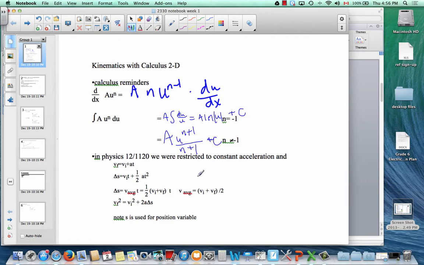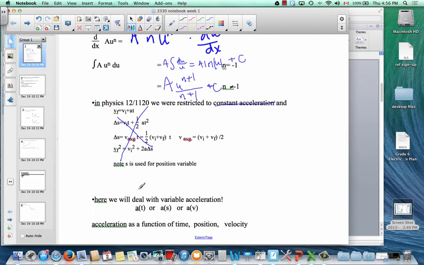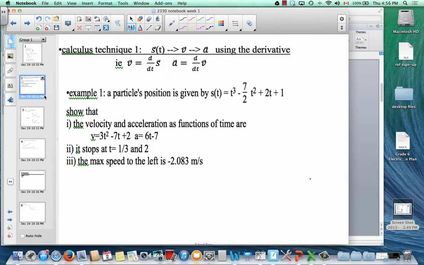Now we're going to be dealing with non-constant acceleration. And in that case, none of these equations are true. Those are only true for constant acceleration equations. Okay? And our accelerations in general are not going to be constant. They'll be functions of time, position, or velocity. So, simplest case, you're probably familiar with this. Let's look at a time-dependent problem.